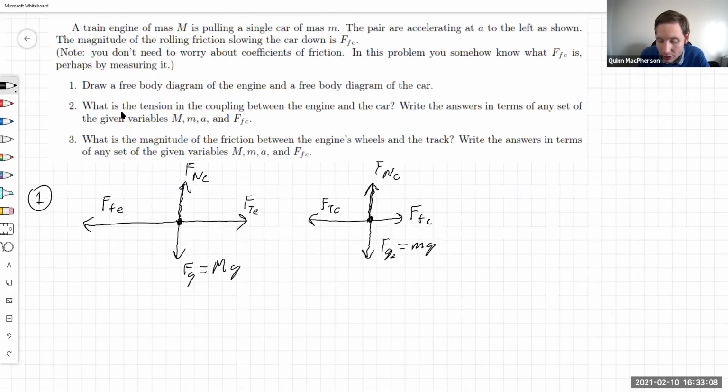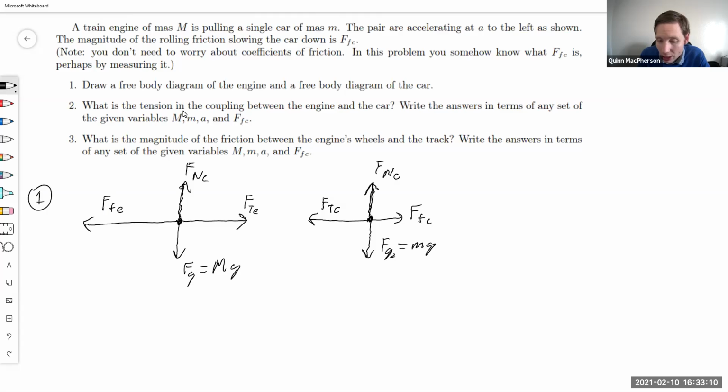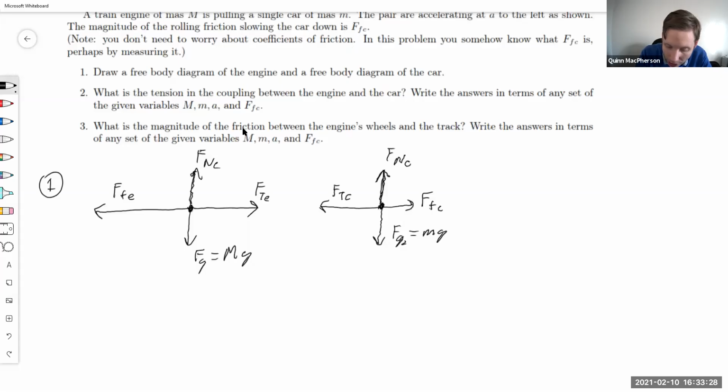Okay. What is the tension in the coupling between the engine and the car? So basically, what is the magnitude of this tension? It's the same magnitude as this force, that equal and opposite force. What is that tension? What is the magnitude of those forces? We'll write the answer in terms of m, a, and the frictional force. So number 2.